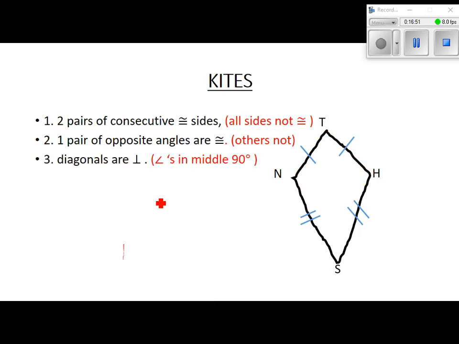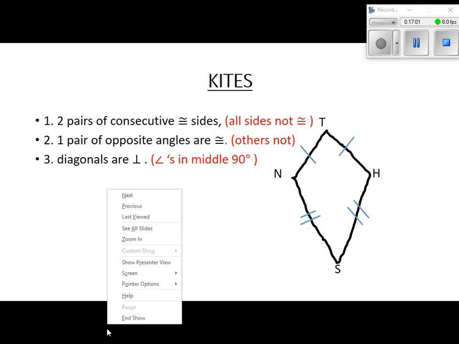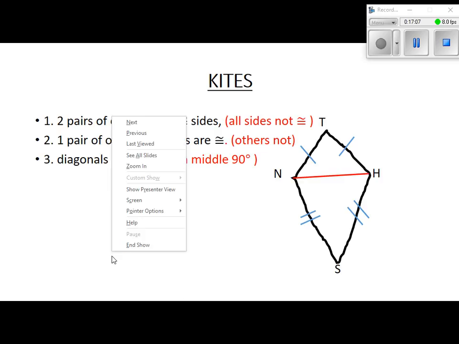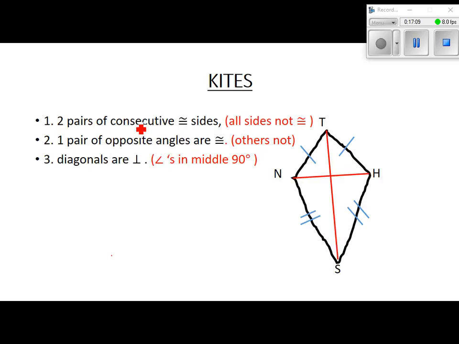Next thing, diagonals are always perpendicular to each other. In a square, the diagonals come together to form right angles. In a kite, the diagonals come together to form right angles. In a rhombus, they also come together to form a right angle. So all 3 of those shapes have that same property. So that's one of the diagonals. That's the other diagonal. And we know all the angles there where M is, all these angles are going to be right angles.